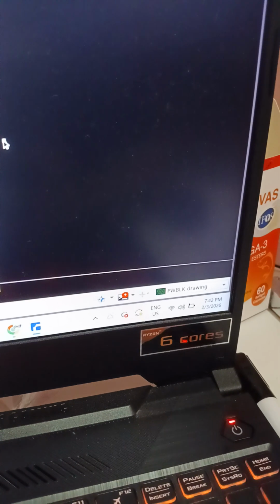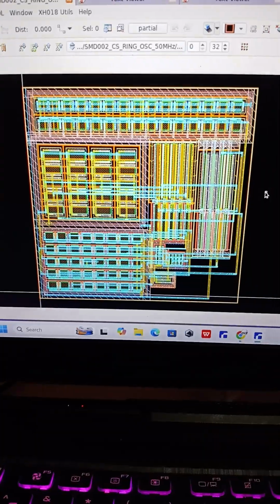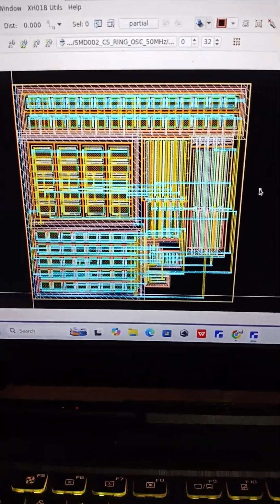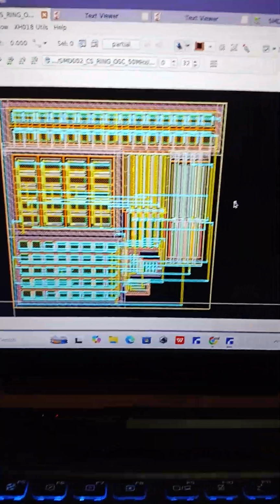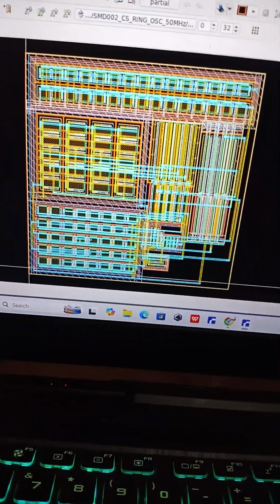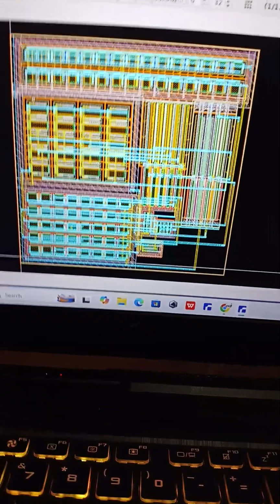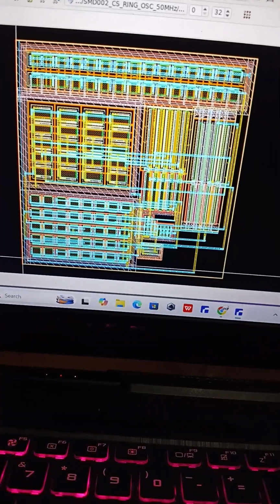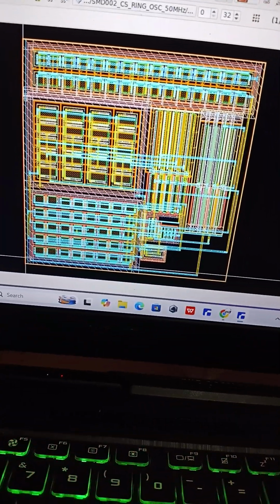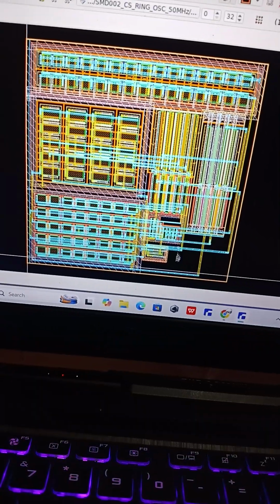Hi guys, it's 7:42 p.m. and now we have finished our final layout. So this is the layout of the ring oscillator, and this is the final. Maybe I need to modify a little bit, but as you can see here, all of the blocks have been integrated in one top level, and this is the final result.